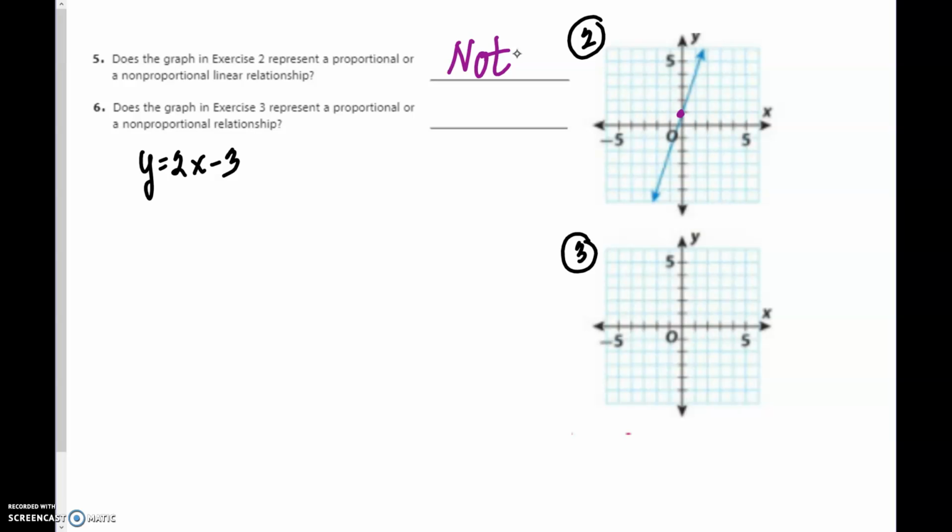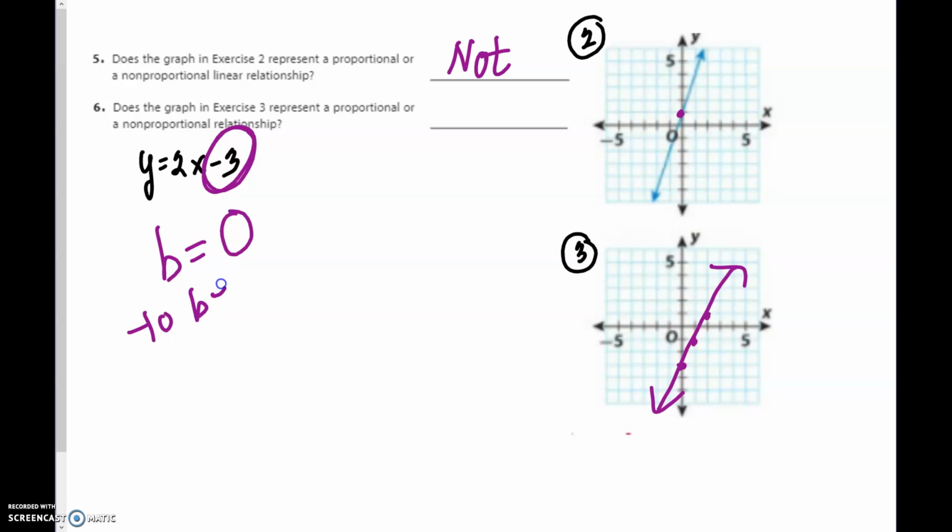Number 6, well, it's not graphed. So let's see here. We're going to have to graph this again. So we're at -3, up 2 over 1, up 2 over 1. And here's our graph. Okay, could we have done it just from the equation? Does it have a b value? We need b to be equal to 0 to be proportional. Okay, and our b value is -3, so this one is not proportional.